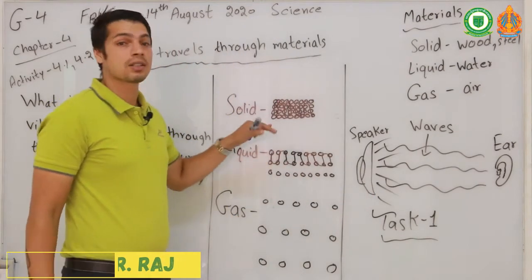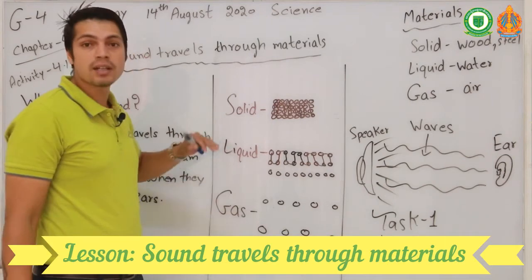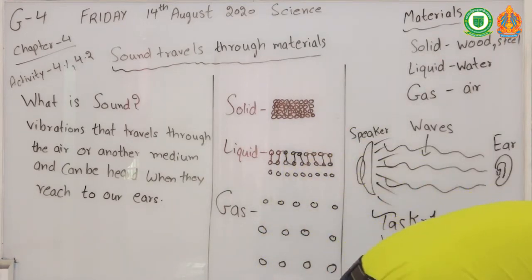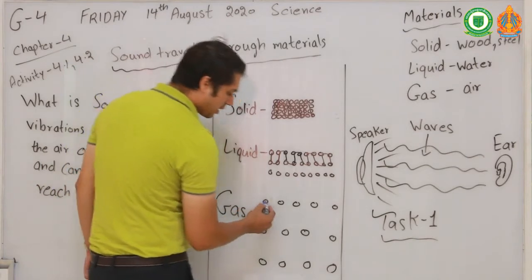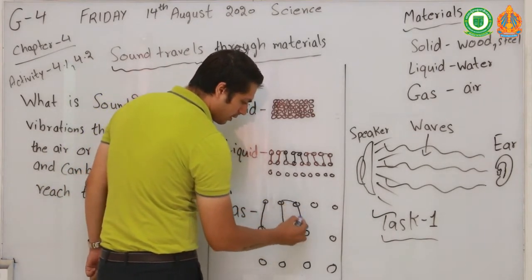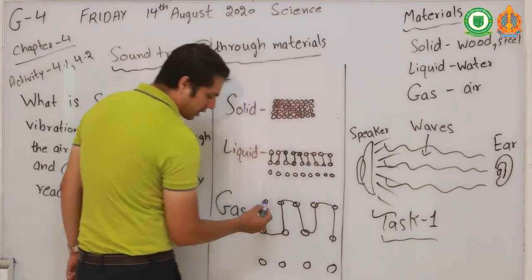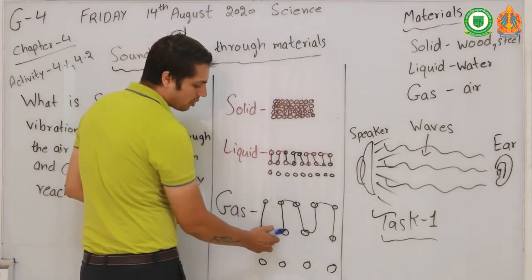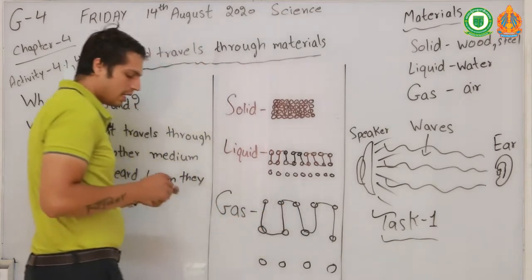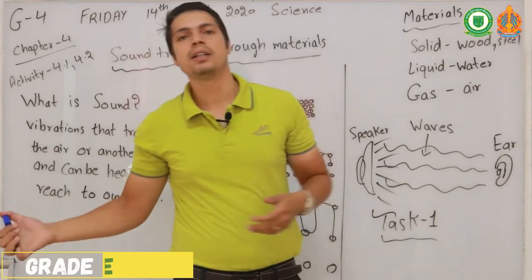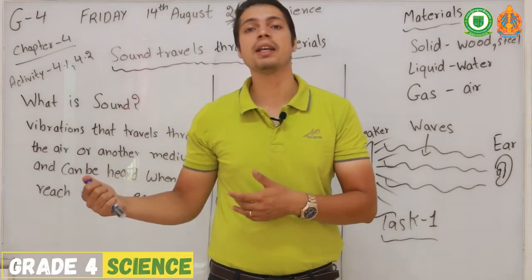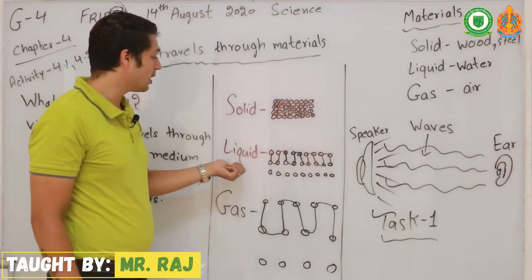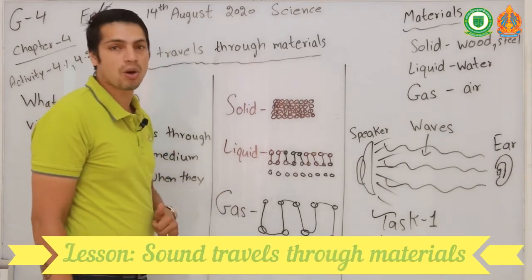In solid we hear loudest. Solid is the loudest one, liquid louder, but gas we hear very softly, because particles in gas are very far from each other. So imagine sound travels like this, and it takes time for one particle to pass the sound to another particle. You see the gap between the particles, that's why it takes time for us to hear loudly or clearly in the air. So solid we hear loudest, liquid louder, and gas soft.